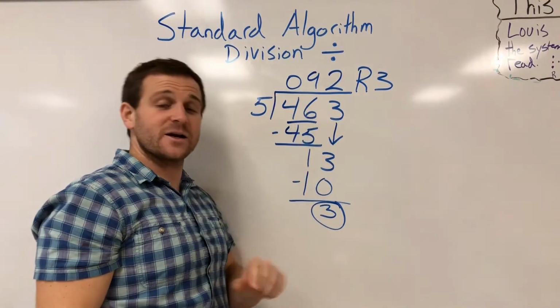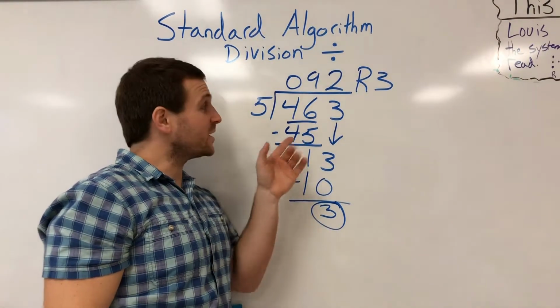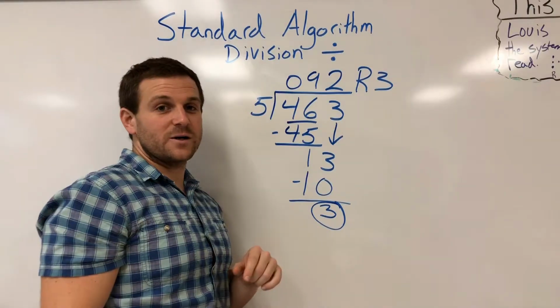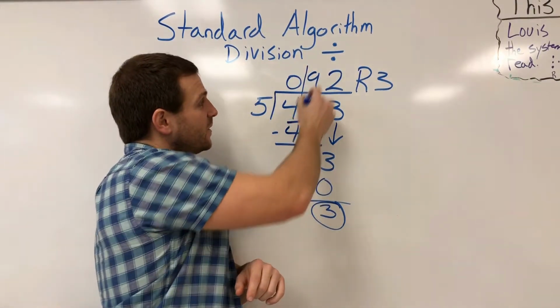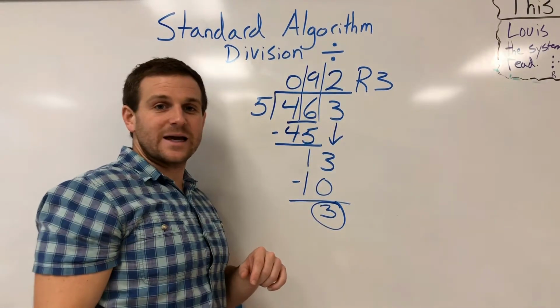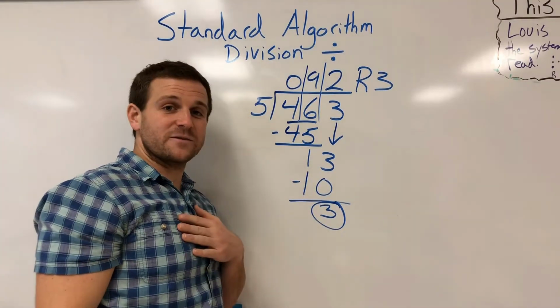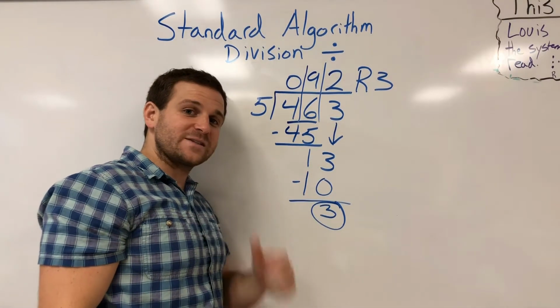And our 0 here is just a placeholder so that we know that 5 did not go into 4 at all. And then everything else, all my place value positions line up nice and neat, and I have my remainder of 3. And that's the standard algorithm.